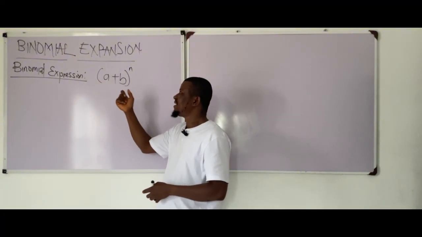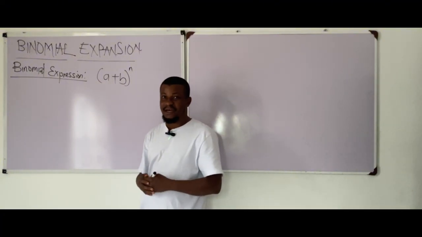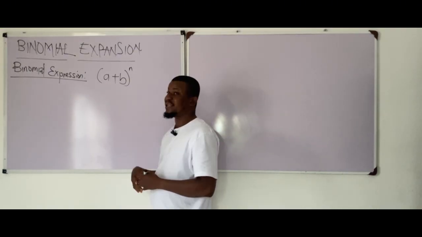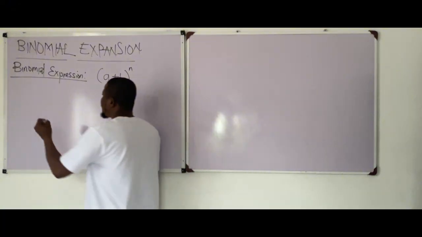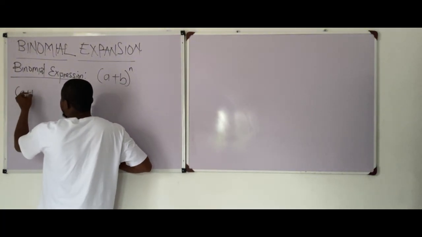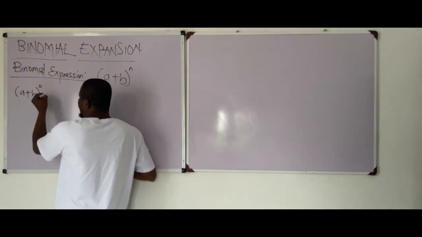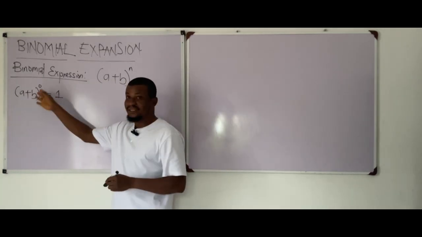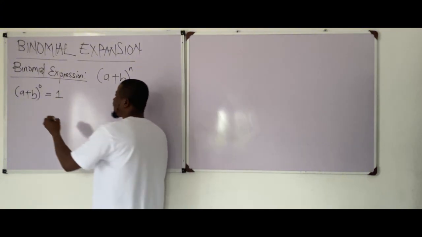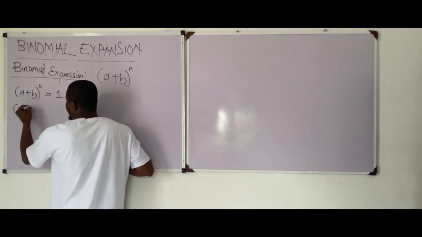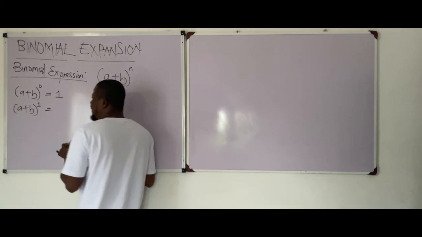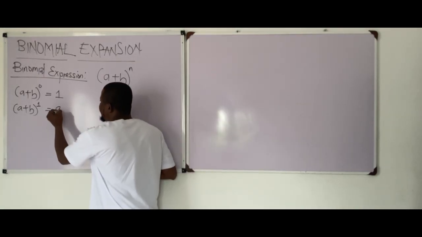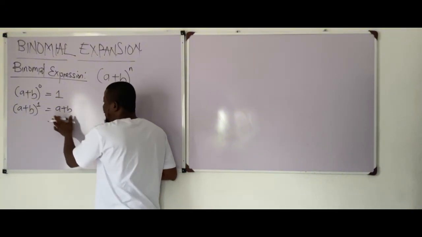Now, why do we need this binomial expansion theorem? What is its importance? Let's say you have an expression of this form, (a + b) to a given index. For example, (a + b)^0 is definitely 1, because any expression raised to power 0 is 1. Now (a + b) to power 1: anything raised to power 1 is the given expression, so this is simply a + b.